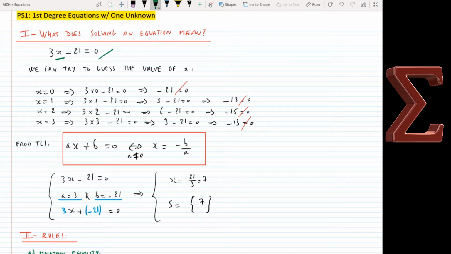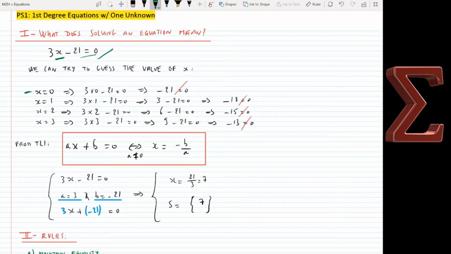We can start with a value of x equal 0. What we'll do here is take 0 and replace x by 0. We'll do the math and hopefully we'll find this equation. If we end up finding that 3 times 0 minus 21 is equal to 0, then that will mean that x equals 0 is a good solution for this equation.